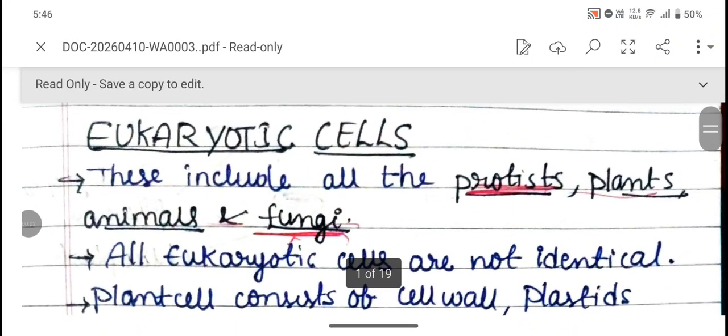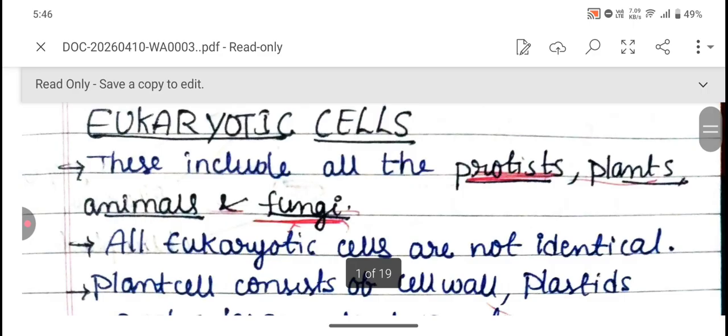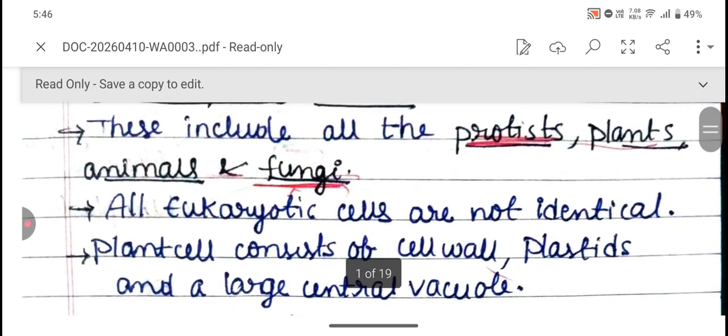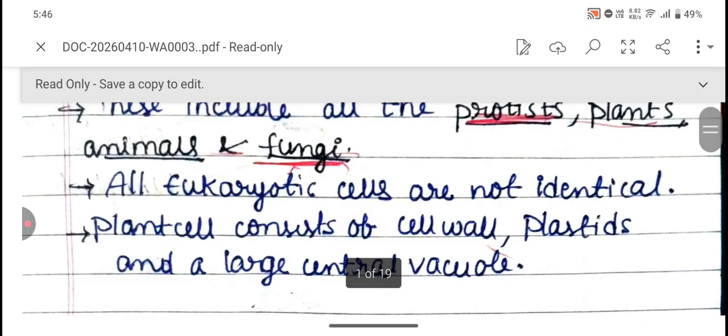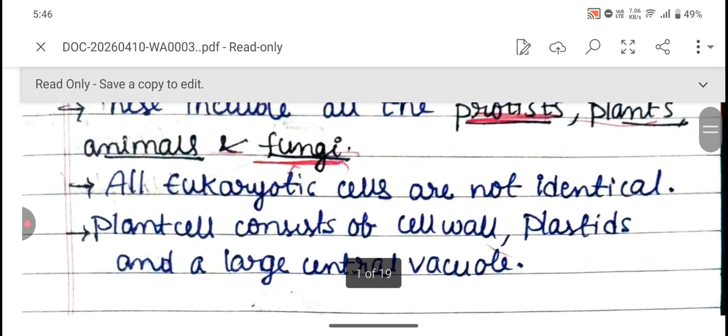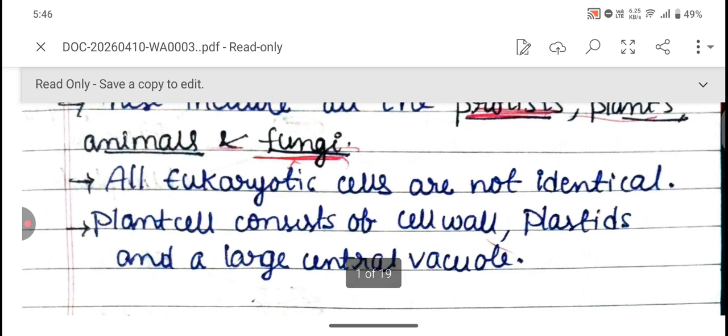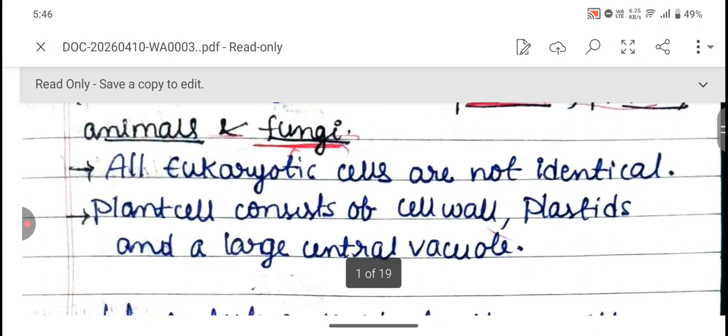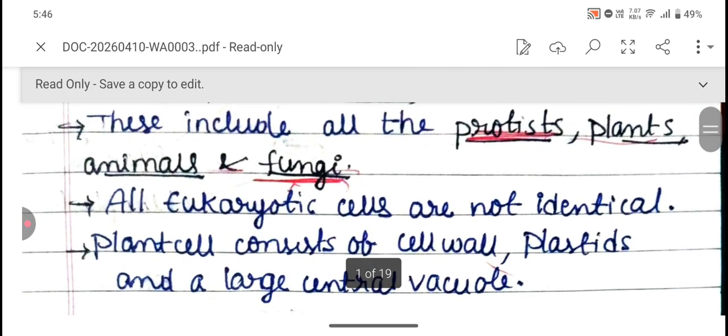Hello everyone. In this lecture we are going to discuss the structure of the eukaryotic cell. The eukaryotic cell includes protist, plant, animal and fungal cells. Even though these are all eukaryotic cells, they are not identical. For example, the major difference between the plant and animal cell is the presence of a cell wall and plastids, and the plant cell has a large central vacuole, which is absent in animal cells. So there are some slight differences between these eukaryotic cells.